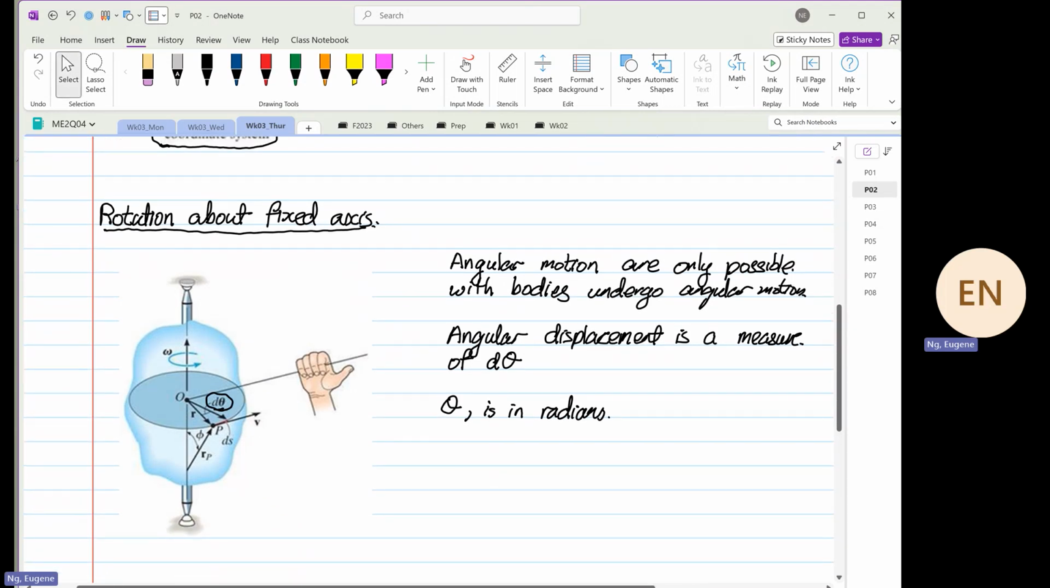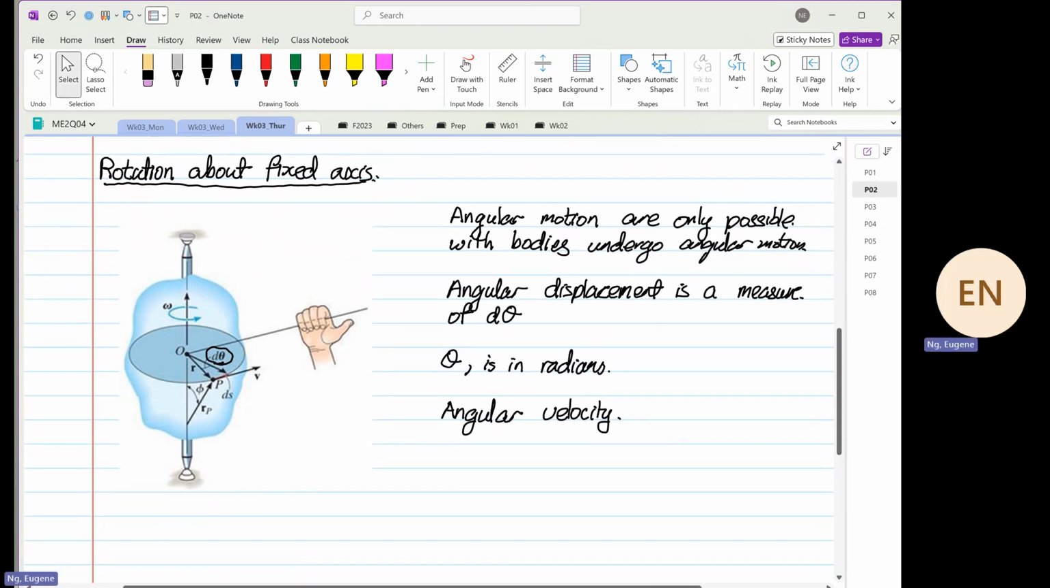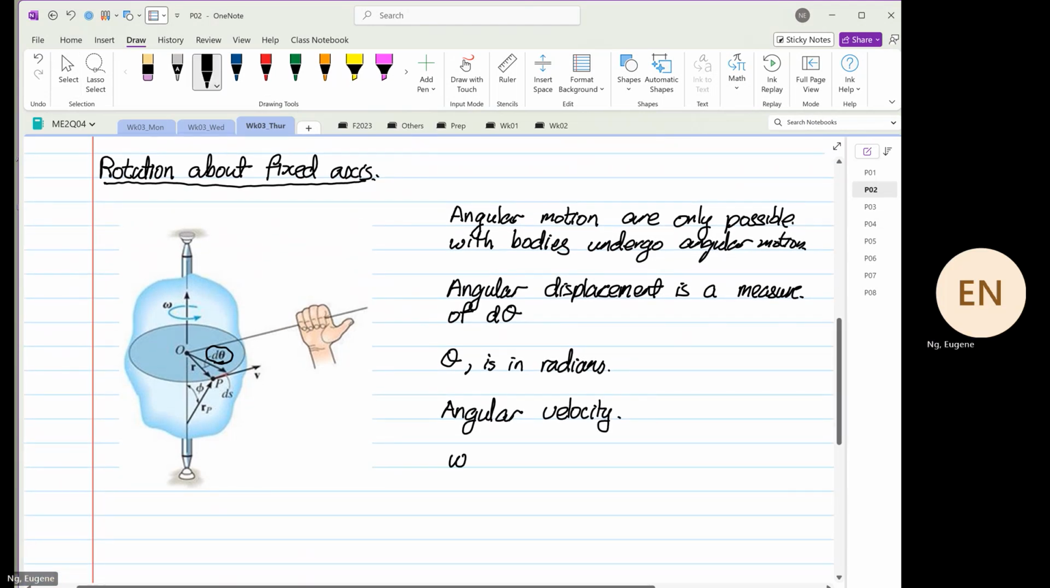So as we know, angular velocity, omega, and omega is equal to d theta over dt. And v is equal to omega cross r. This is not times, this is a vector, this is cross. Are we clear?